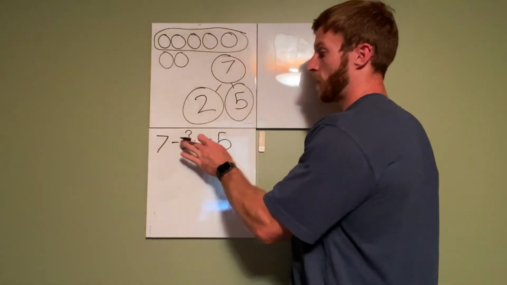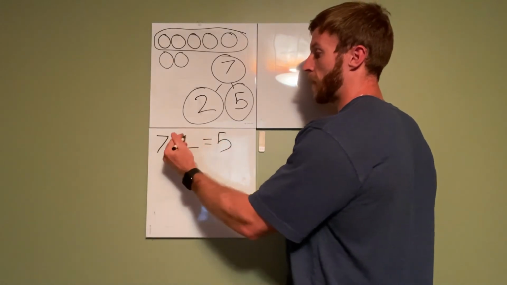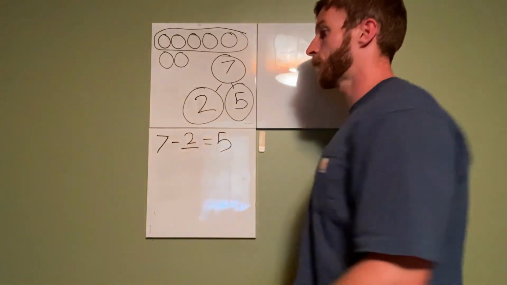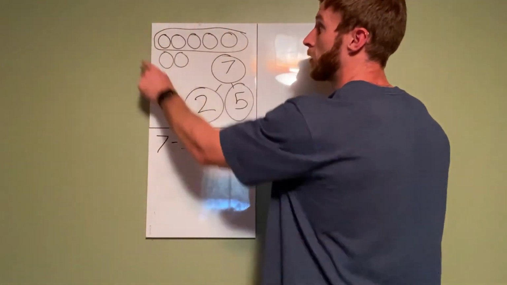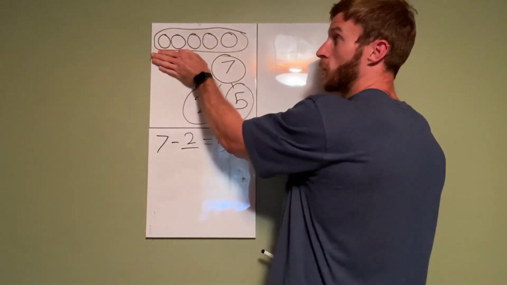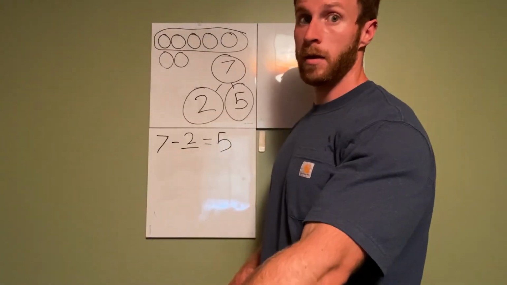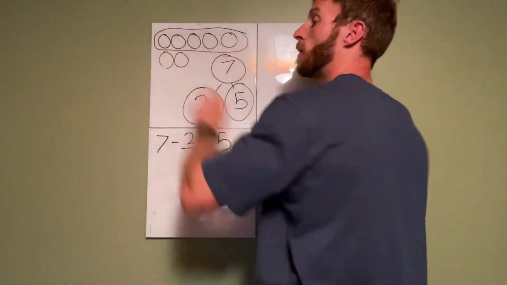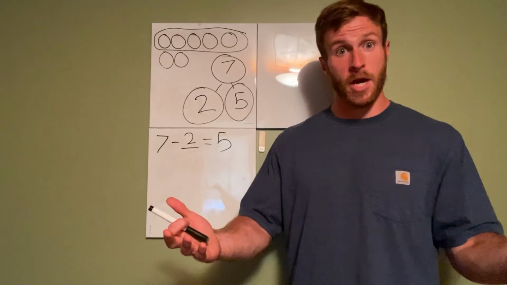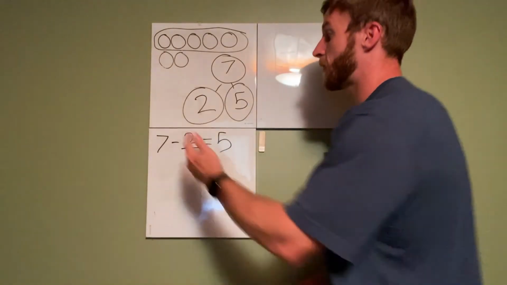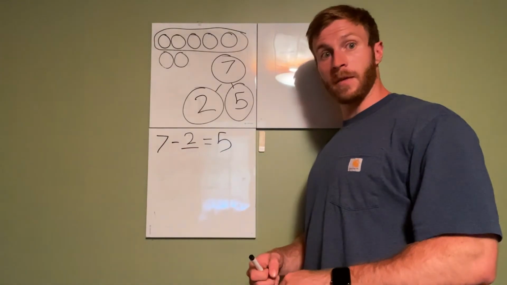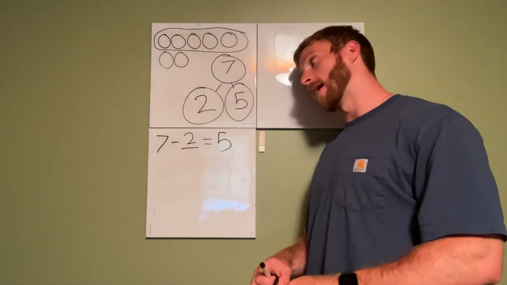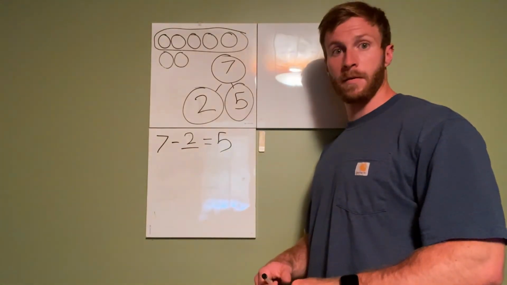So let's see if we fill this in, if it makes sense. 7 minus 2 equals 5. So if I have these 7 circles up here, and I take away the 2 that I gave away, I'm left with the 5 in my circle. So there we go. We checked our work. We know we're right. We have 7 minus 2 equals 5. We answered the problem. How many books did I lend to my friend? I lent 2 books to my friend.